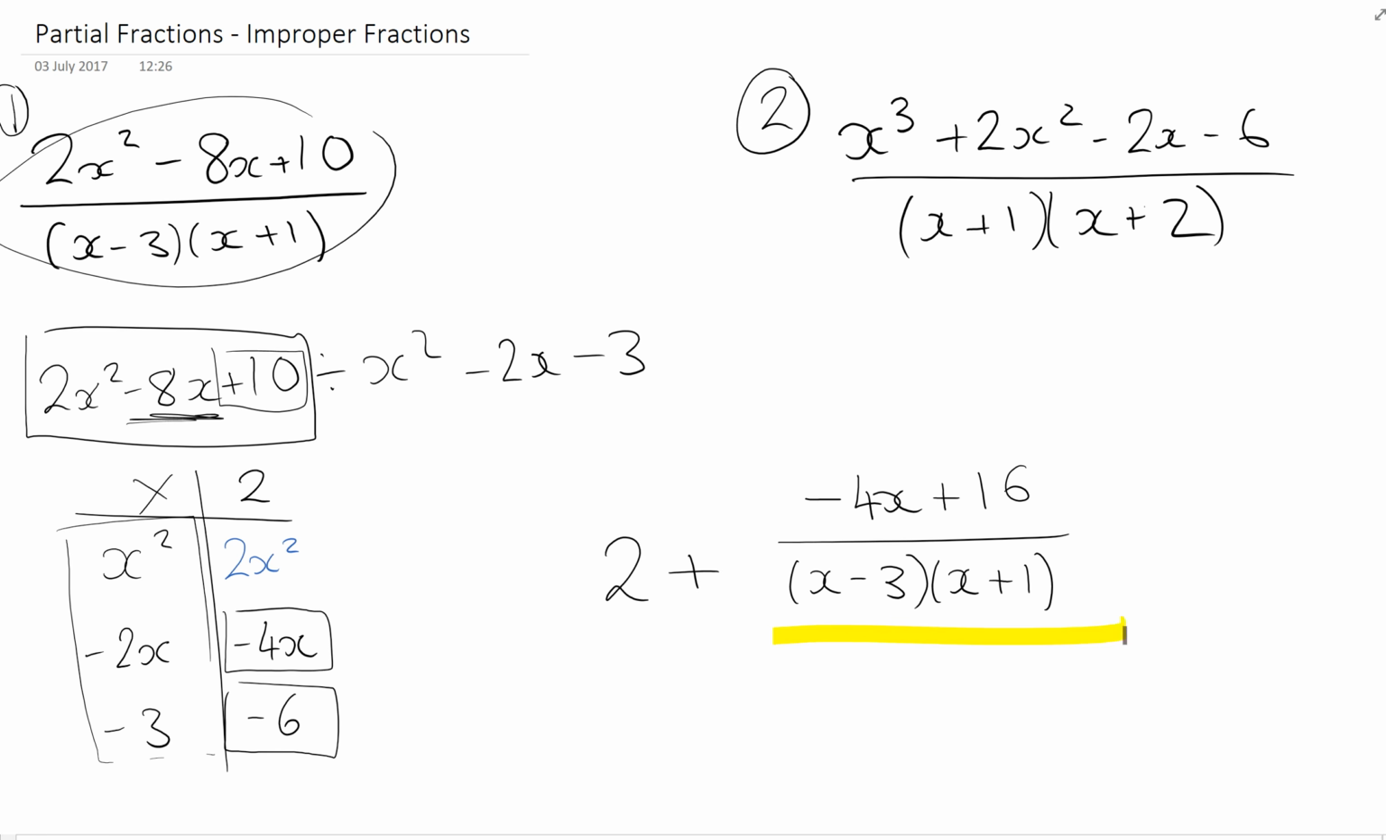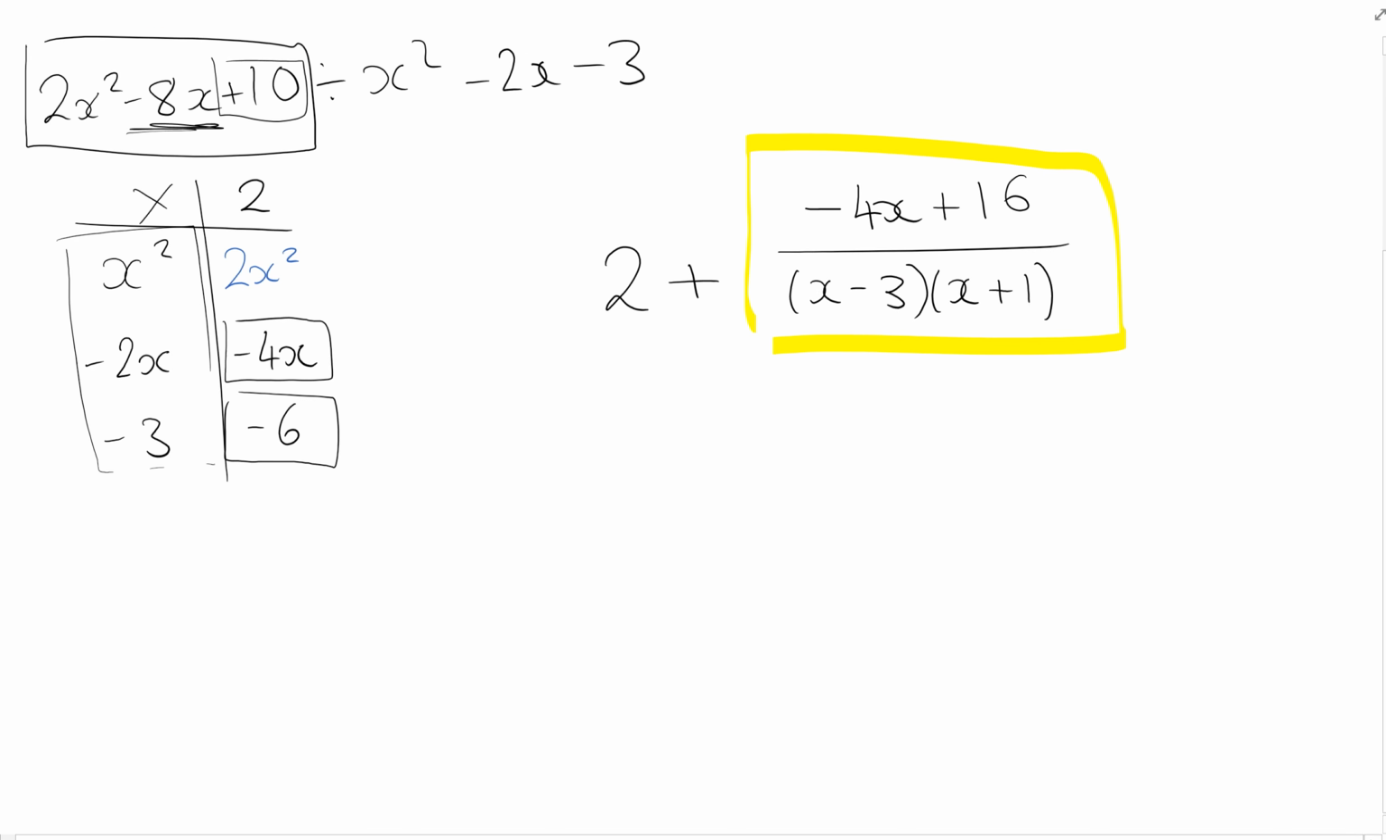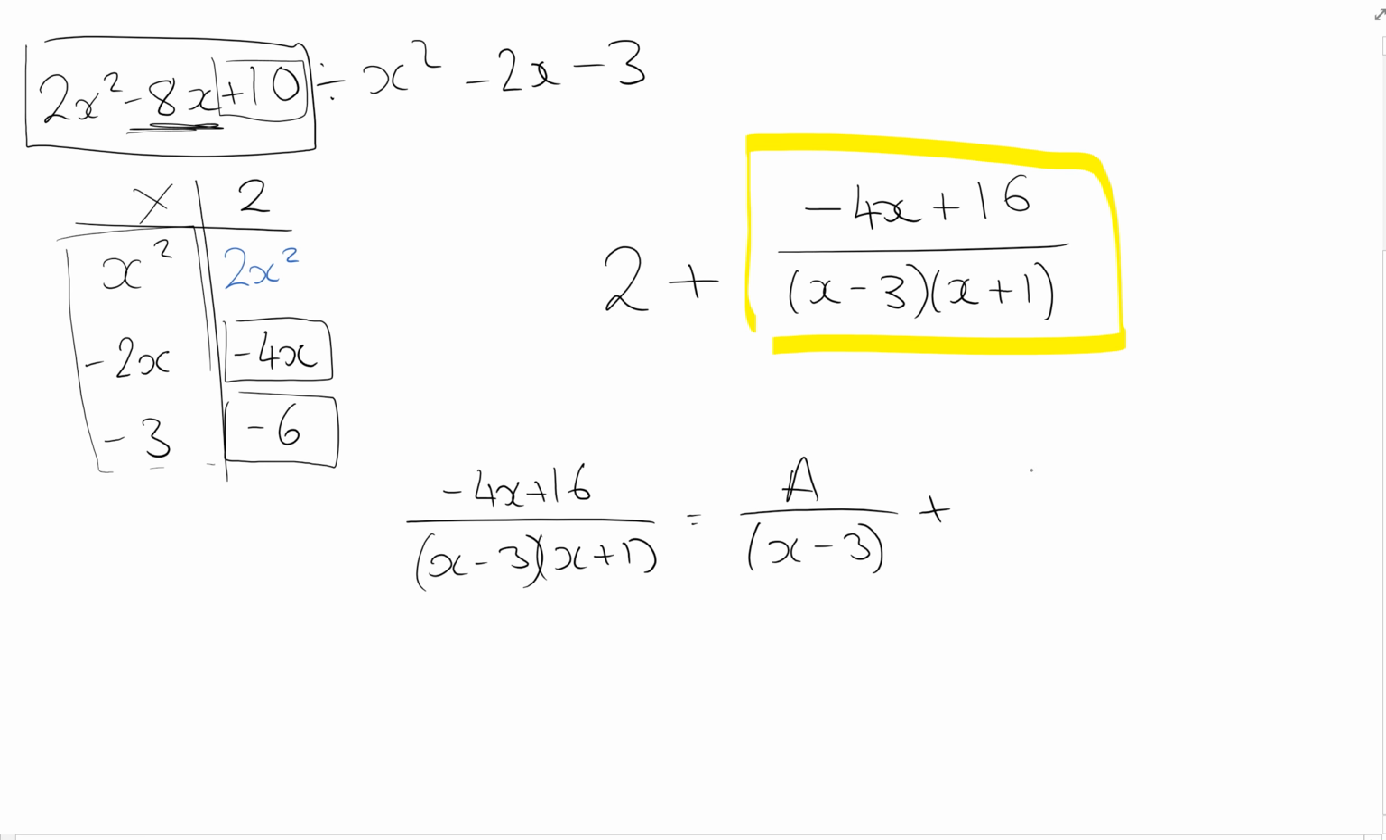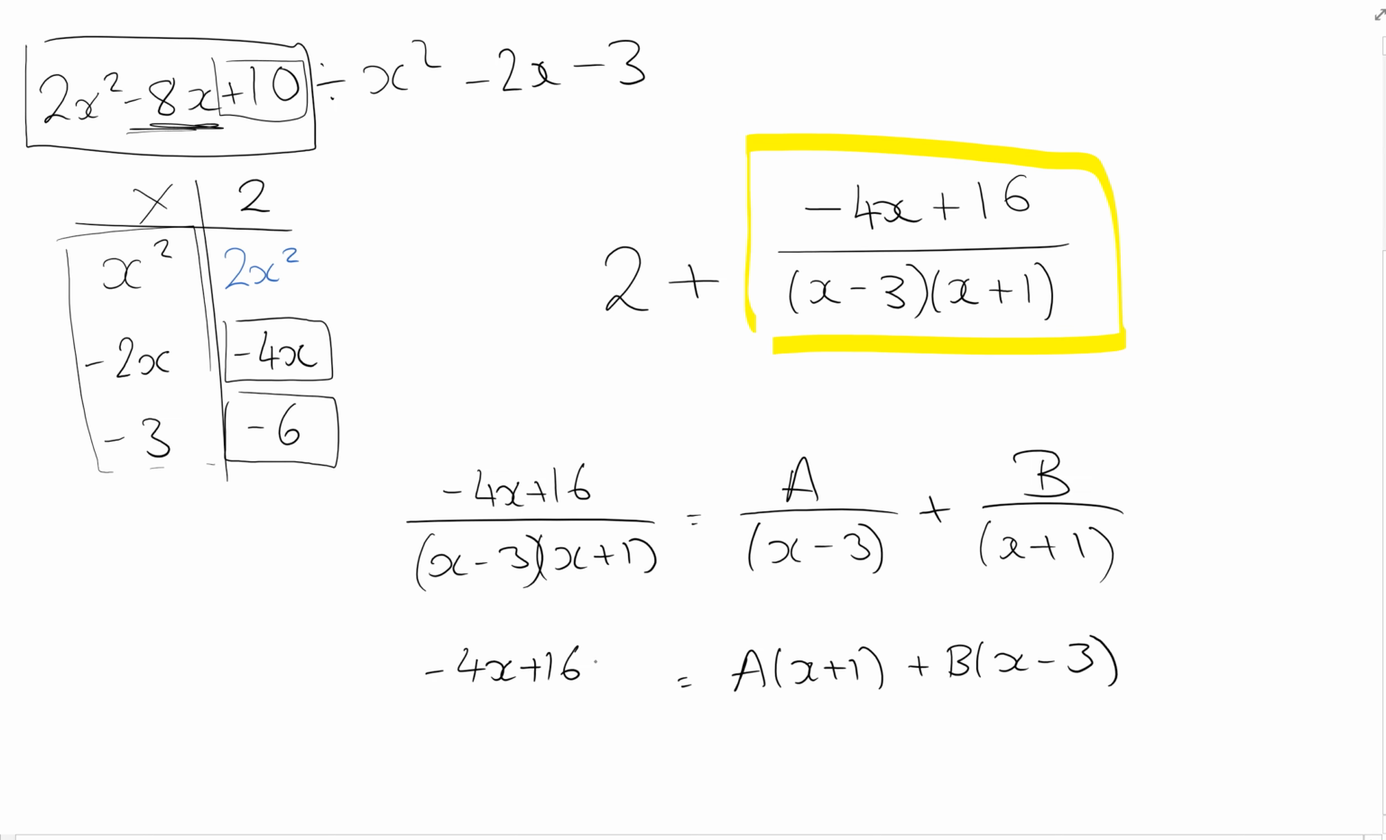So I'm now going to just write this as a sum of its partial fractions. This one is reasonably straightforward, so it's minus 4x plus 16 over x minus 3, x plus 1. And that's going to be written as some number over x minus 3 plus a second constant over x plus 1. So I'm going to do this reasonably quickly. So this is going to be A of x plus 1 plus B of x minus 3, and all that's over the same common denominator as the minus 4x plus 16.